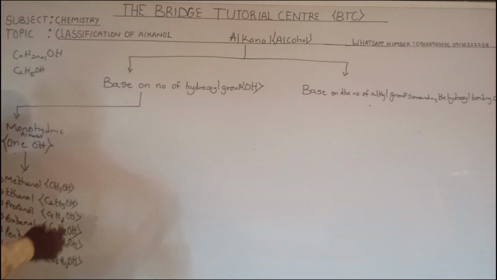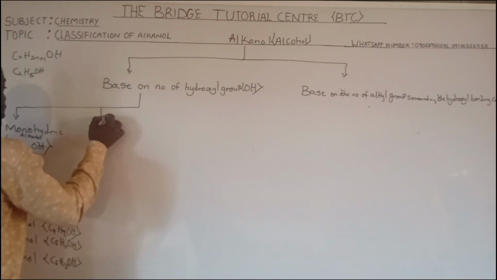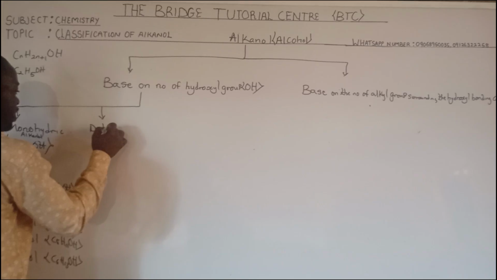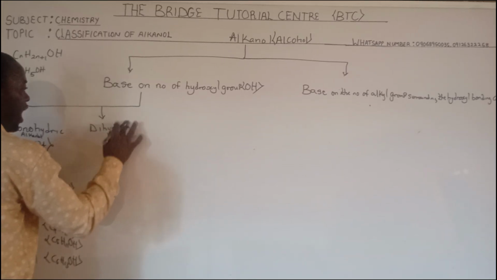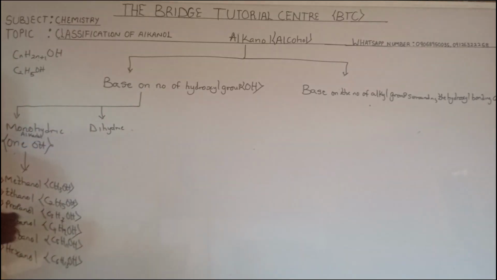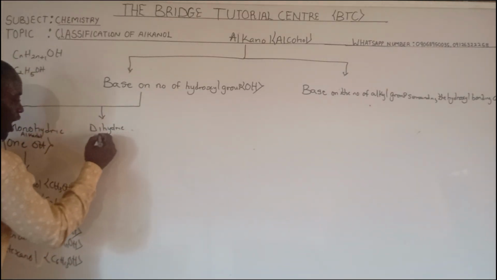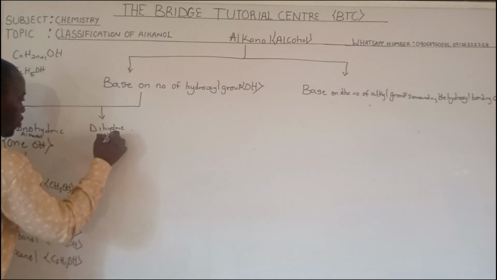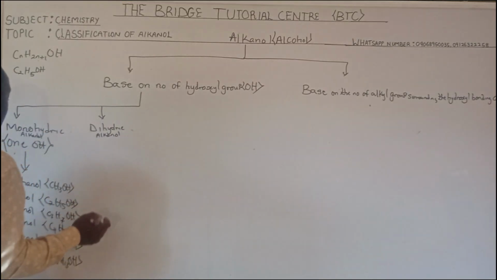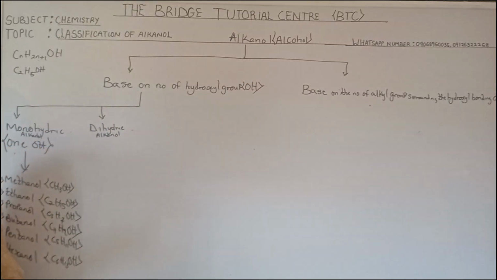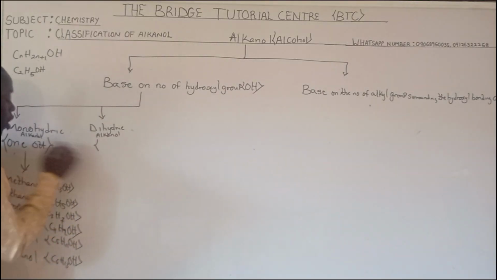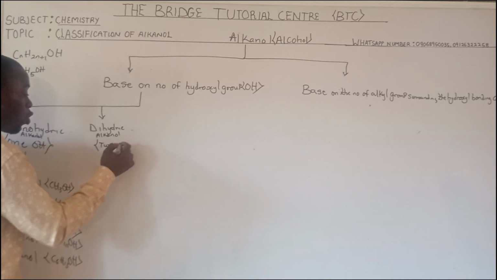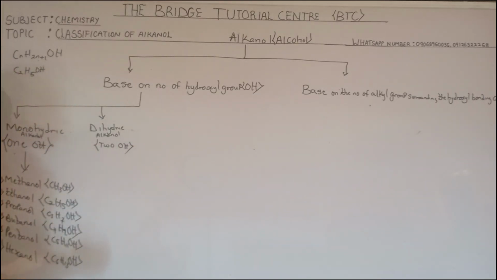Another type that we have is called dihydric. From the word di, we all know what we mean by that. So we have the dihydric alkanol. What do we mean by dihydric alkanol? From the word di, that's 2. Hydric, that's hydroxyl group. So these ones have 2 hydroxyl groups. They have 2 OH in their compound.